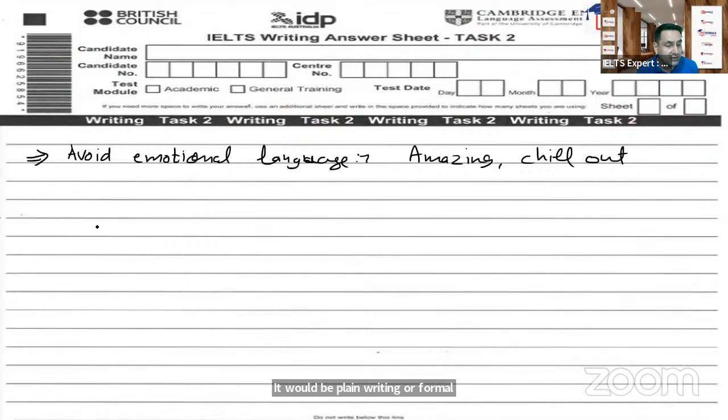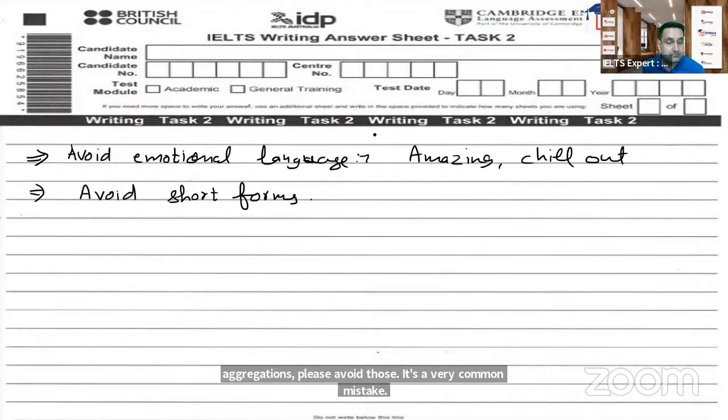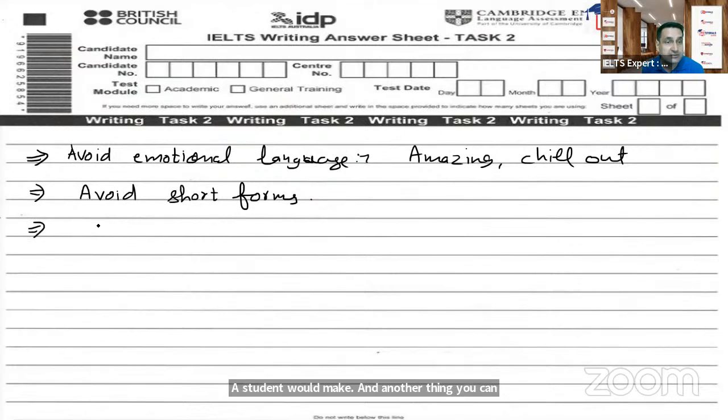Then another thing you can do is avoid short forms as well, or abbreviations, please avoid those. It's a very common mistake a student would make. And another thing that we have already discussed is that do not invent research articles.